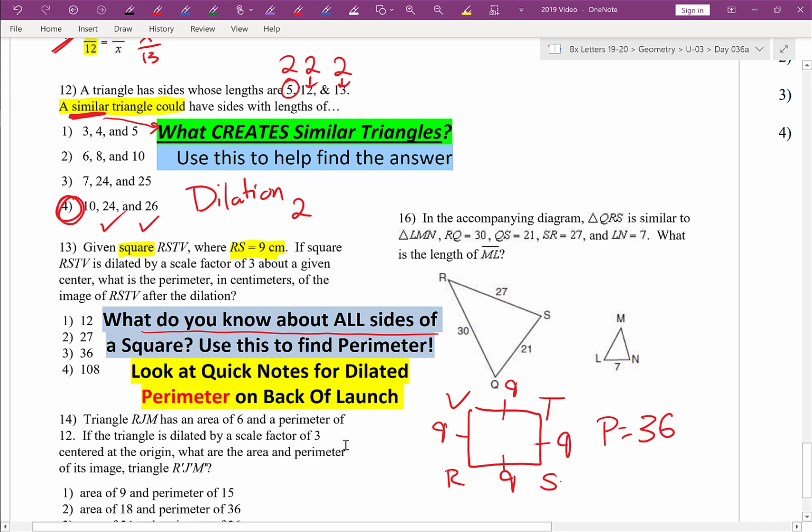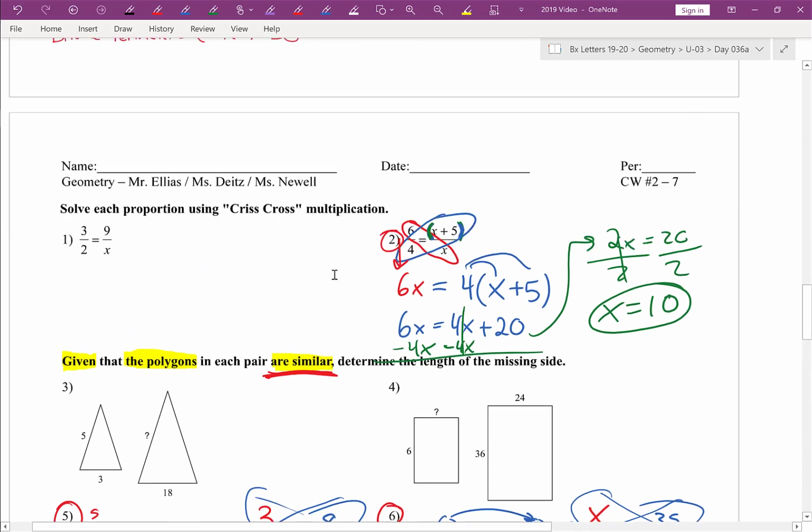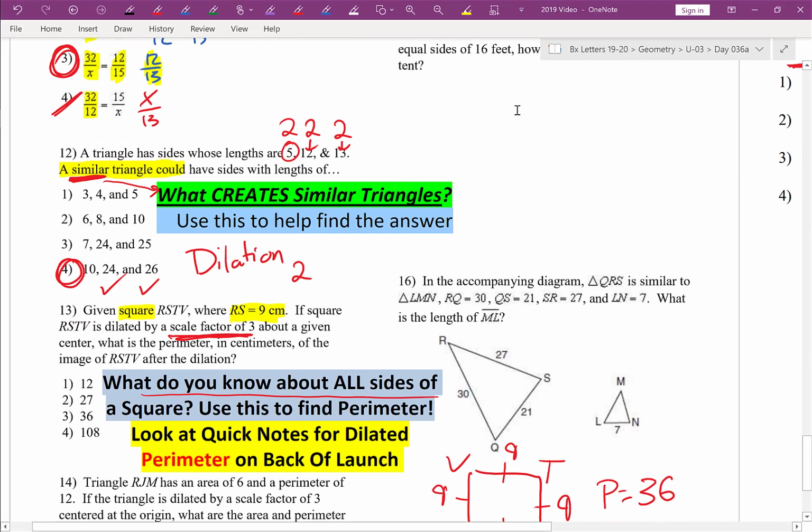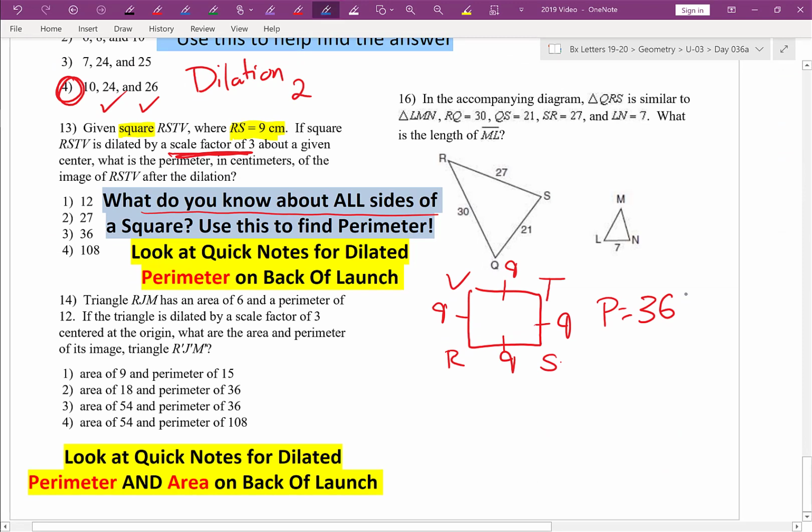And if you look at your cheat sheet, because now they're saying a scale factor 3 happens, what's going to be the new perimeter? We go back to our cheat sheet. Dilated perimeter is just original perimeter times the scale factor. It's straight up multiplication. In the next problem, we're going to do the scale factor squared. But here, it's just that 36 times 3. That'll be 108.